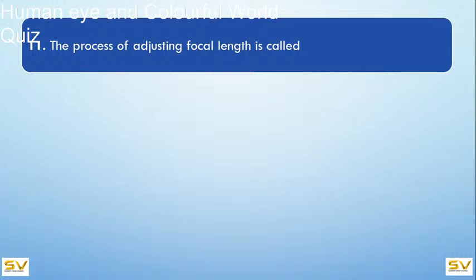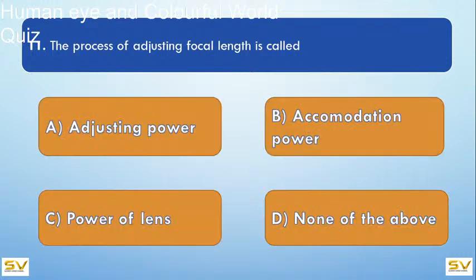The process of adjusting focal length. So what we call that adjusting of focal length: is it adjusting power, accommodation power, power of lens, or none of the above? So the process of adjusting focal length is called what?